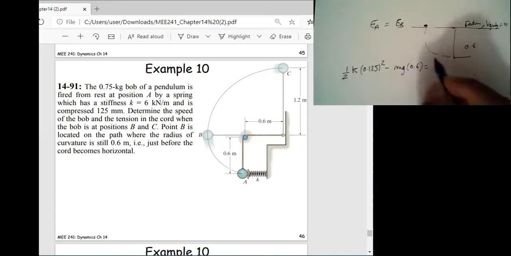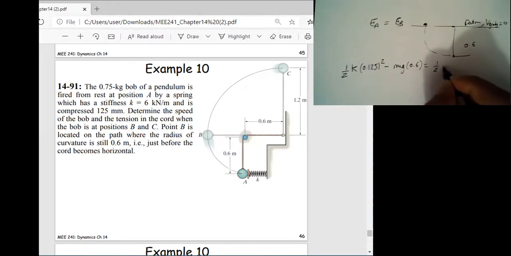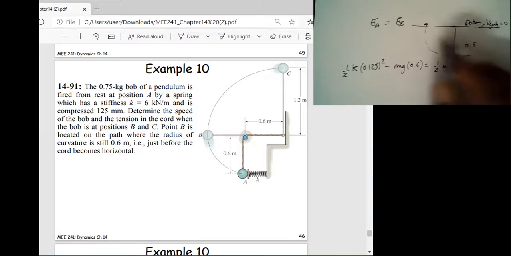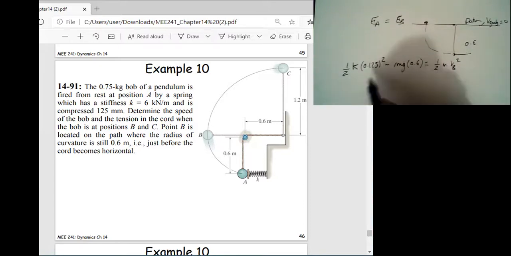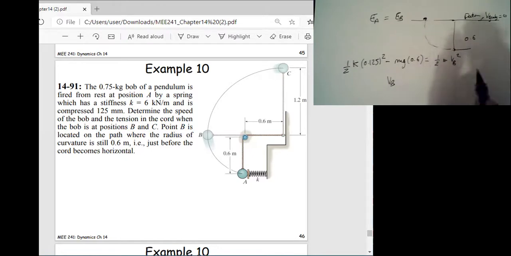What is the total energy here? It starts from rest, so the initial kinetic energy is 0. At that point we may have some velocity, so we're going to test. 1/2 m velocity at B squared plus the potential energy, and whatever potential energy we have here is going to be 0, because we are at the datum. So we can use this relationship to find VB.